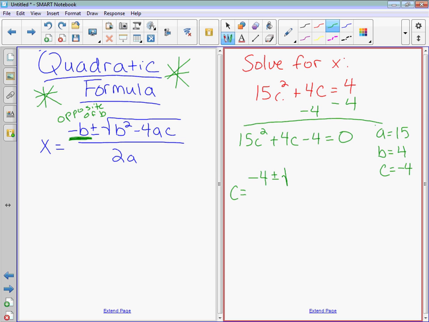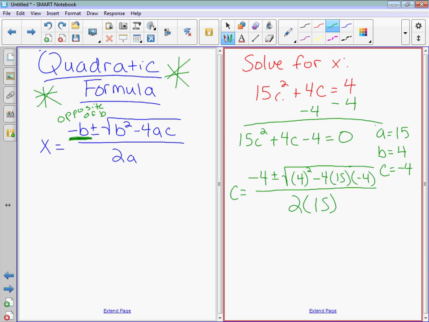Then plus or minus the square root of b squared, that's 4 squared, minus 4 times a, which is 15, times c, which is negative 4. Extend that so that it covers them all, over 2 times a, which is 15. Now using the calculator, I'm going to calculate what's underneath the square root sign. So I put in parentheses 4 squared minus 4 times 15 times negative 4.